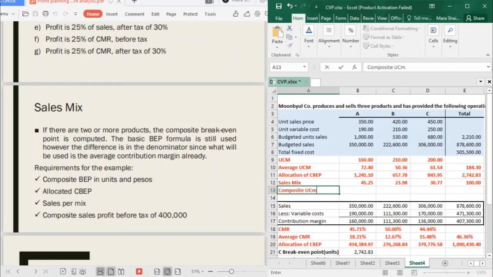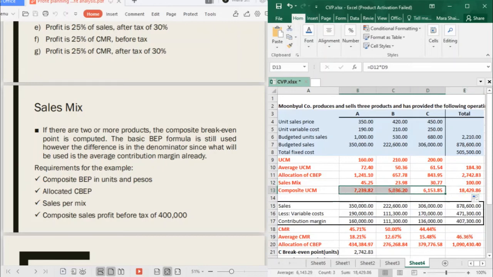Composite UCM is simply our sales mix multiplied by our UCM. Again, our sales mix multiplied by our UCM. The sum of that is our composite UCM. Again, our composite UCM is the sum of the sales mix multiplied by the UCM.